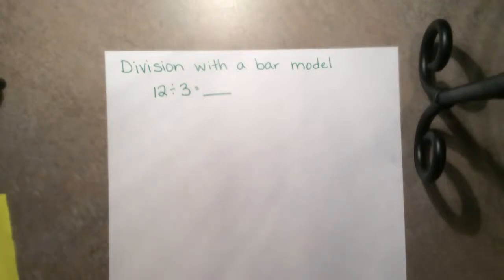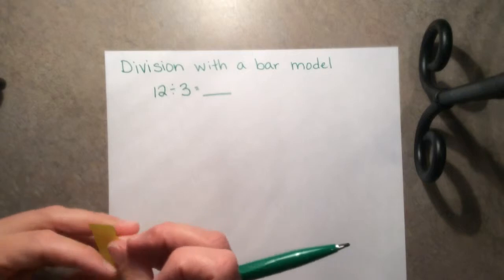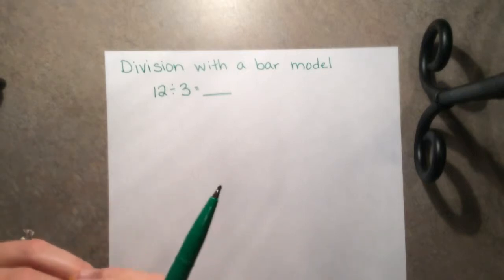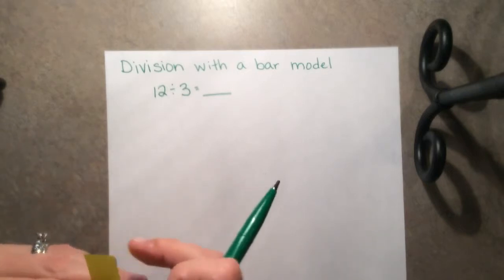Division with a bar model. Division with a bar model is a difficult idea when your number set is large, so I suggest using a smaller number set. The number set we're going to use is 12 divided by 3. You can use a bar model either by partitioning or by iterating.